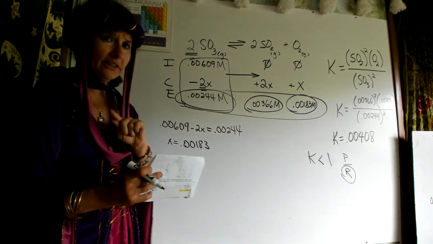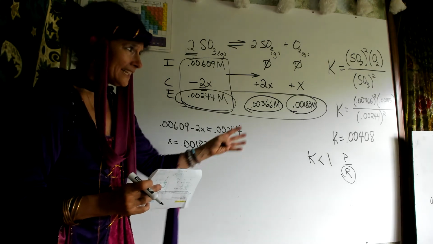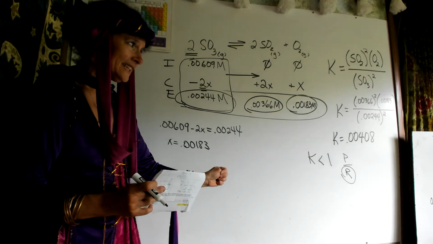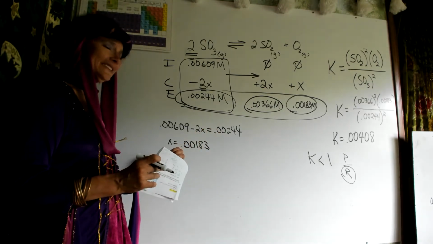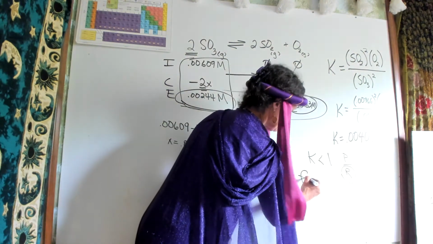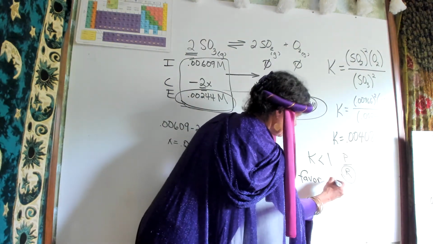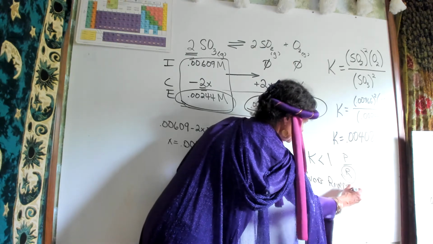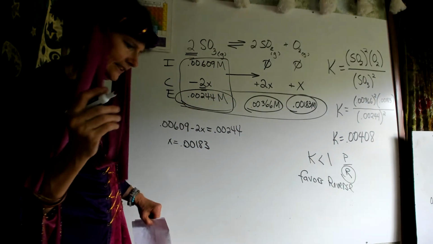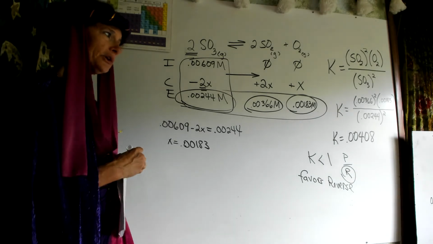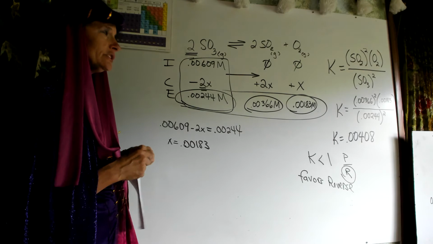That number tells us there's more reactants than there are products. The reactants are dominating this. So this is favoring the reverse direction. So it favors the reverse. And that's it. That's what it means. K is less than 1. We have more reactants, so it favors the reverse.